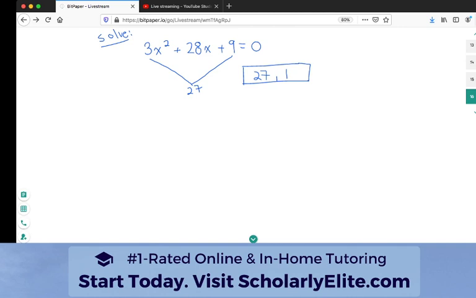Great. And we're going to take these two things and basically split up this 28 into two separate things. So we've got 3x squared plus 27x plus 1x plus 9 equals 0. And then we're just going to go ahead and do that split and factor these guys. So we've got 3x, x plus 9, and we want the factor on this side to also equal x plus 9. So we're going to be factoring out the number 1. Okay?